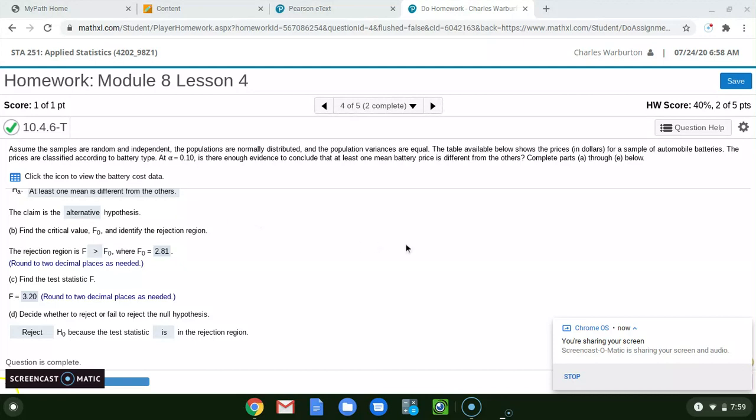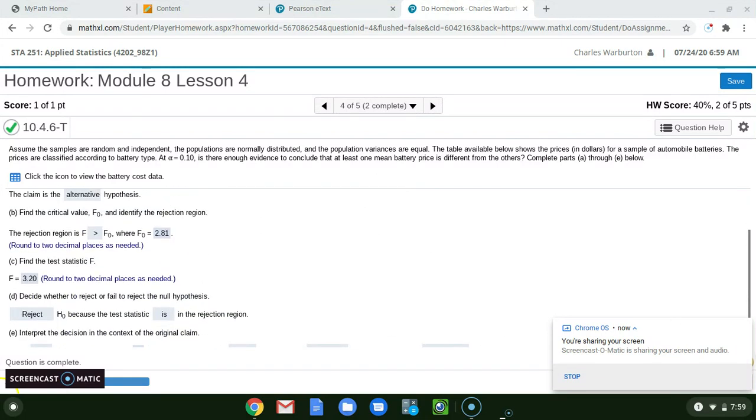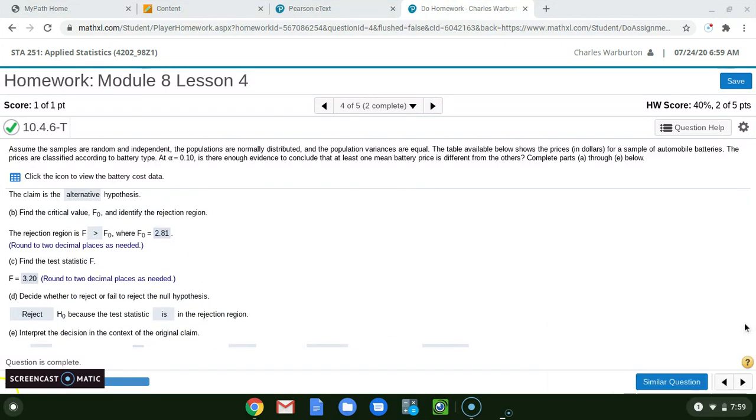All right, I had a few requests to do the last two problems of the last module, and I already completed it, but I will do a similar problem to show you how it's done.